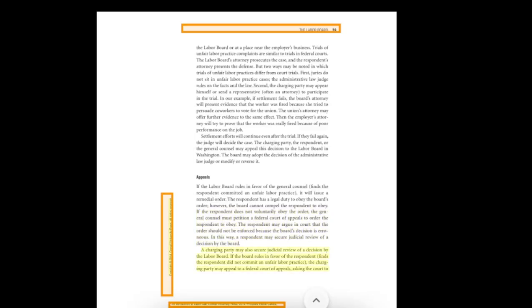A charging party may also secure judicial review of a decision by the labor board. If the board rules in favor of the respondent, finds the respondent did not commit an unfair labor practice, the charging party may appeal to a federal court of appeals, asking the court to reverse the board's decision. Being an agent of the board, the general counsel, of course, may not ask the court to overrule the board. The loser in the Court of Appeals may ask the Supreme Court to review the case, but recently the High Court has accepted few such cases.